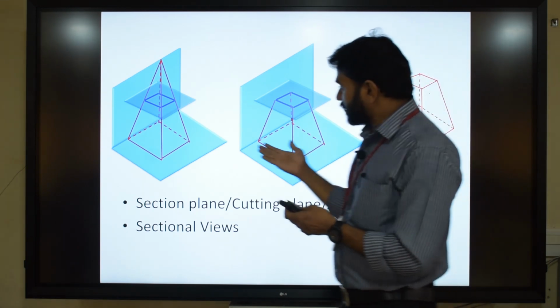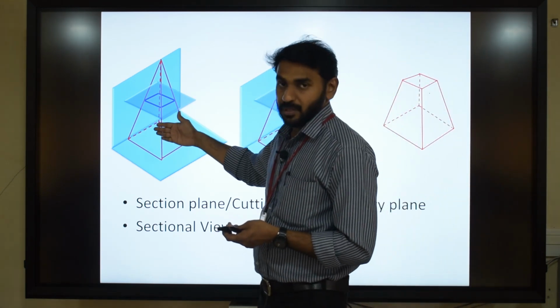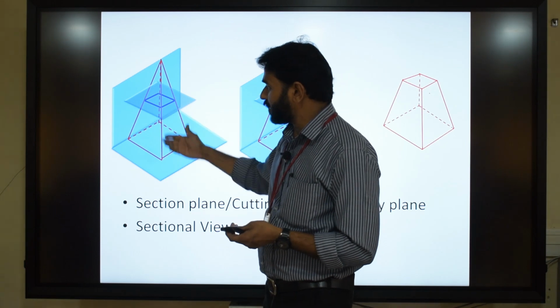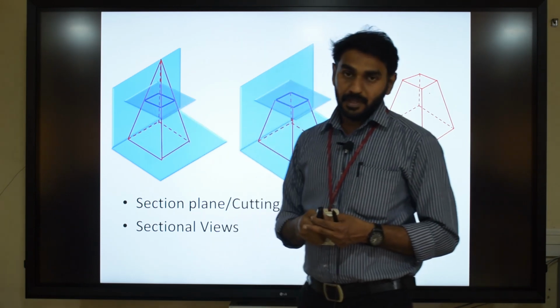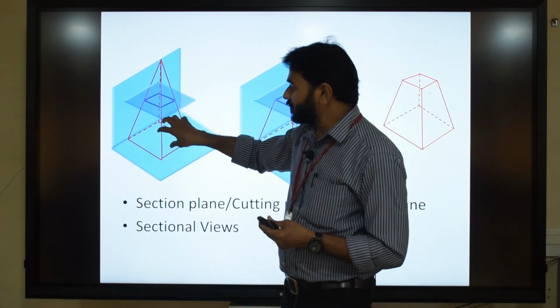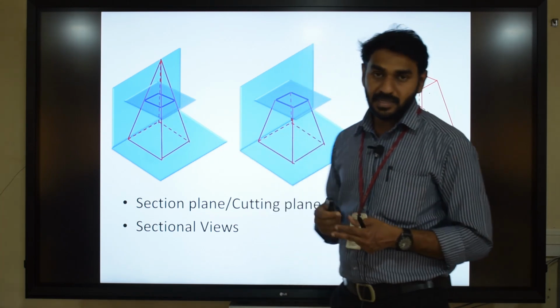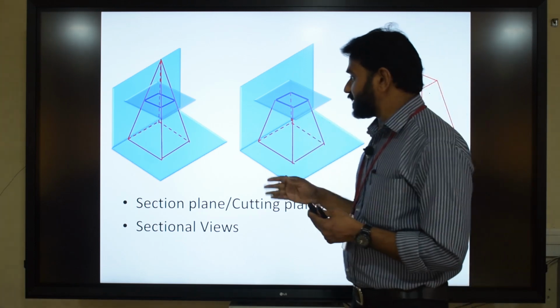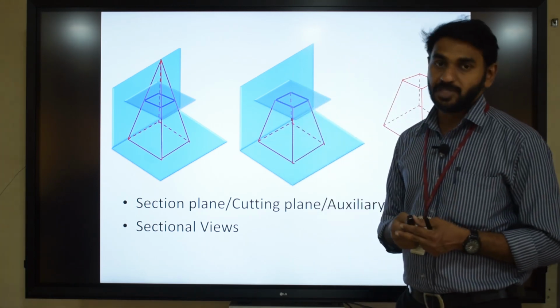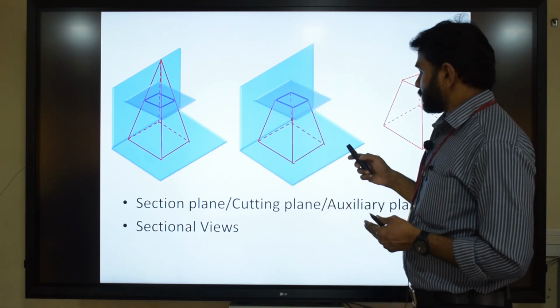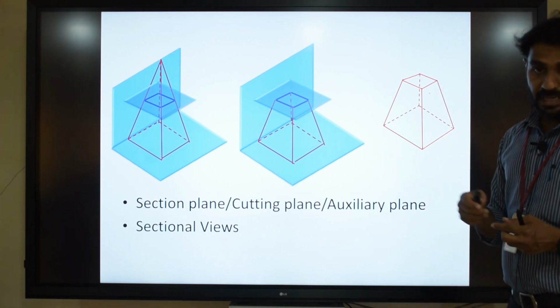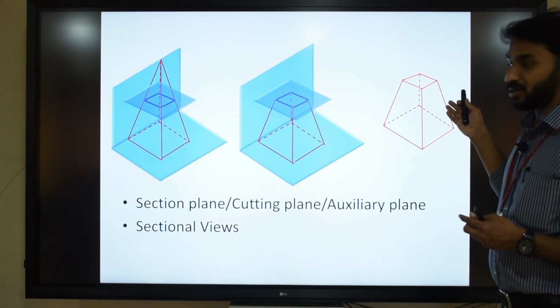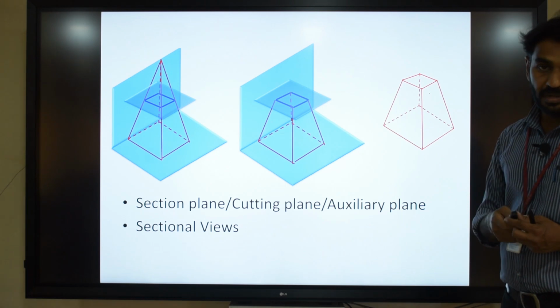Similarly, you can remove some portion from the side also using a plane which is perpendicular to HP and perpendicular to VP, so that if you observe the solid from the side, you can see the sectional side view of the solid. So as we have seen, there are several types of section planes and many sectional views. You can have sectional top view, sectional front view or sectional side view.